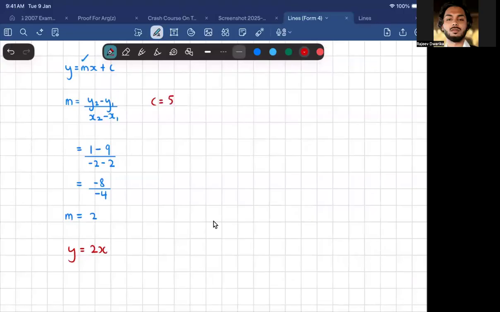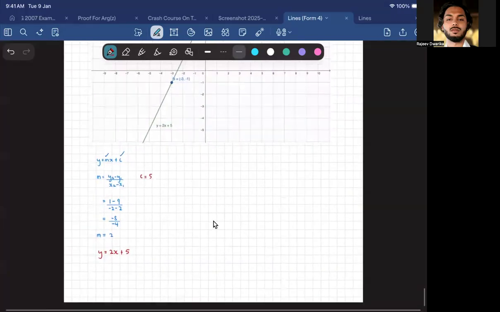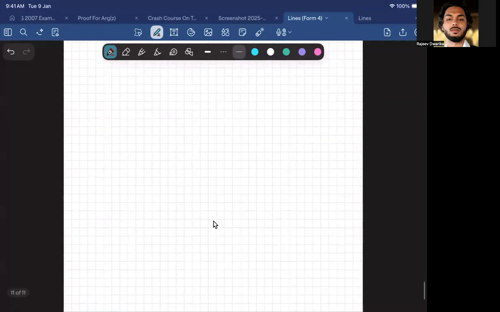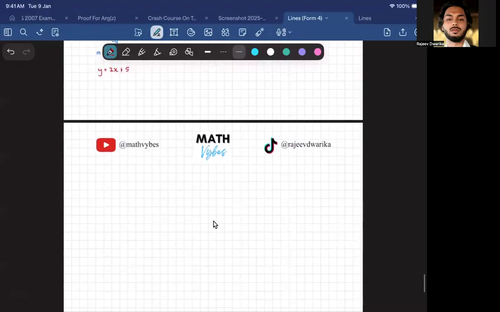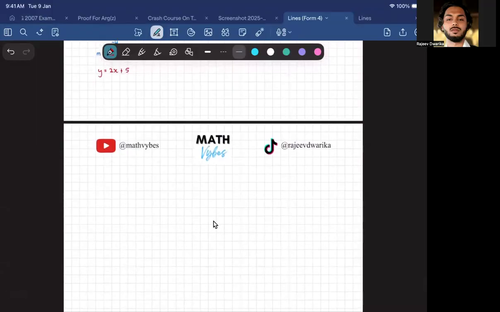Is there anybody that does not understand this? Let me know now. Okay, based on how quiet everybody is, I'm going to assume we're okay with this. All right? So we know how to find gradients and we know how to read off the y-intercept. Nice. So the next thing we need to look at is what is a perpendicular line and what is a parallel line.